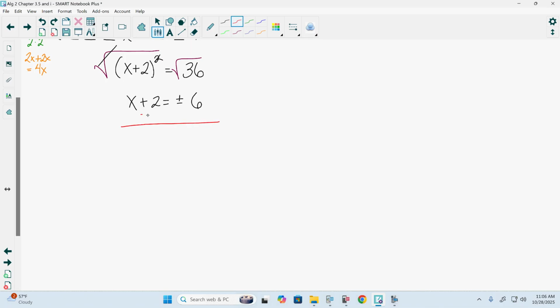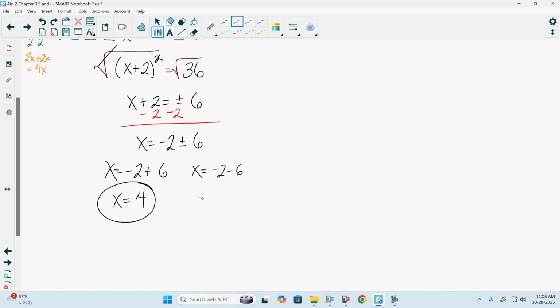Since x is not by itself, we would subtract 2 from both sides, telling us x is equal to negative 2 plus or minus 6. Now again, at this point we'd be done as long as we can't add negative 2 and 6 or subtract negative 2 and 6. Well, we can, yes. Because negative 2 plus 6 is going to be 4. And negative 2 minus 6 is negative 8. So we get 4 and negative 8.